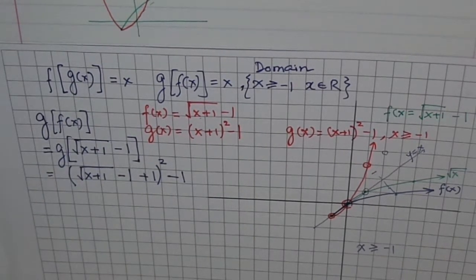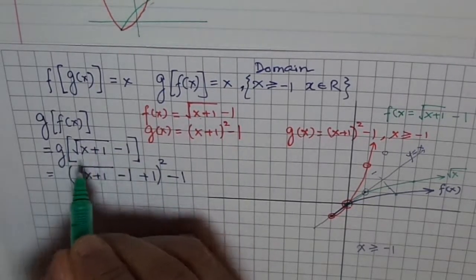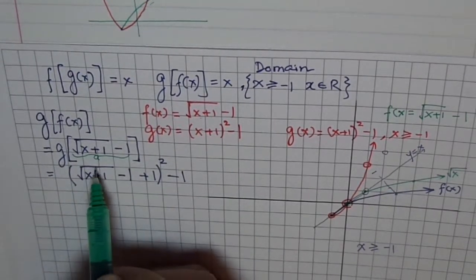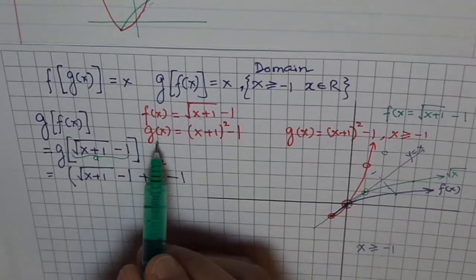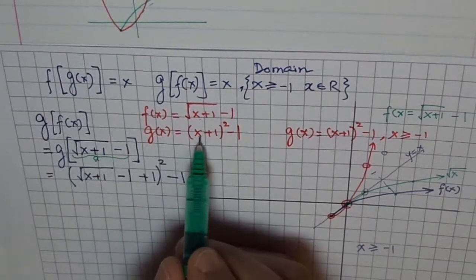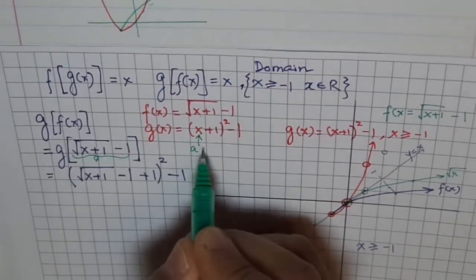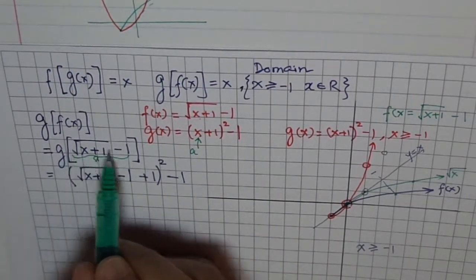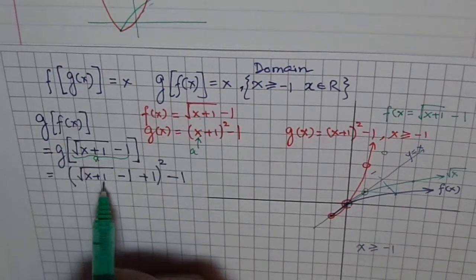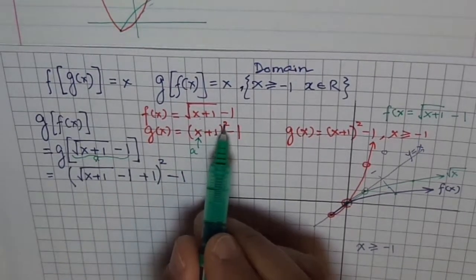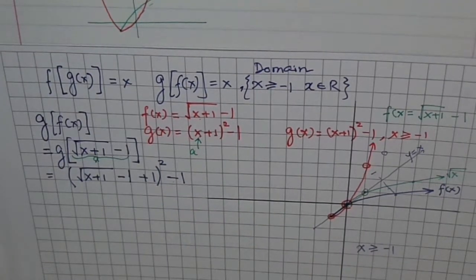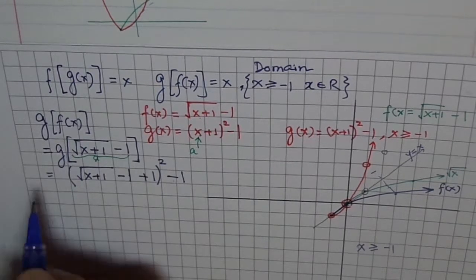G of this number. Let's consider this value as a, all of this. Basically what we are doing is, when we are calculating g(x), we are replacing this x with a. So x is a value, which is square root of x plus 1 minus 1. So instead of x, we wrote square root of x plus 1 minus 1, plus 1, whole square, minus 1. So we got g of this function. I hope now it's absolutely clear. Okay, now here.